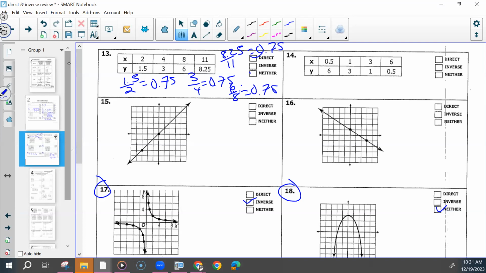Is that direct, inverse, or neither? Direct. It's a line, it goes to the origin. It would be neither. Inverse looks like this. Oh, right. Say that one more time. So then it's inverse. But if you're dividing, then it's direct. Okay. On to the next page.